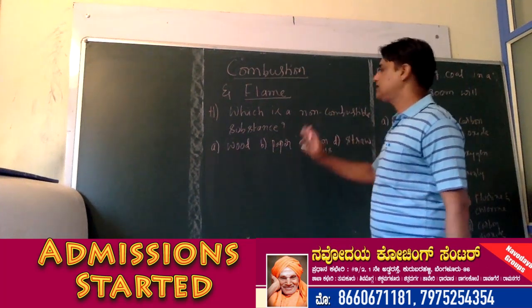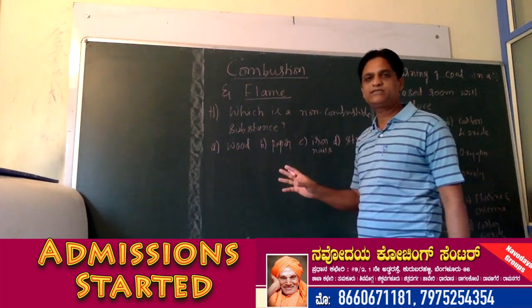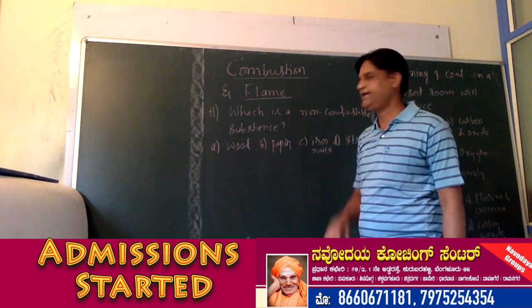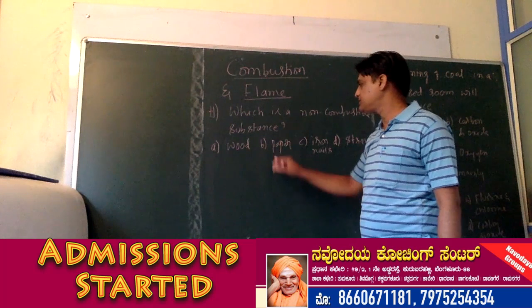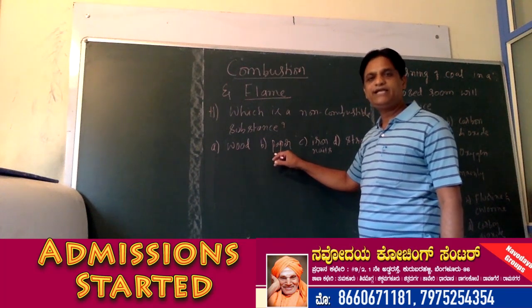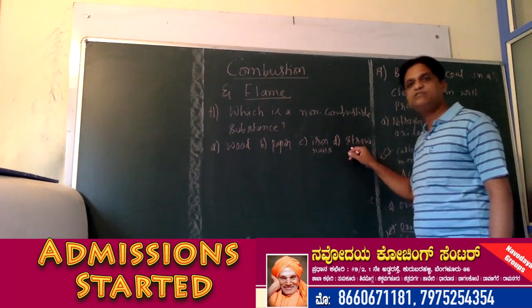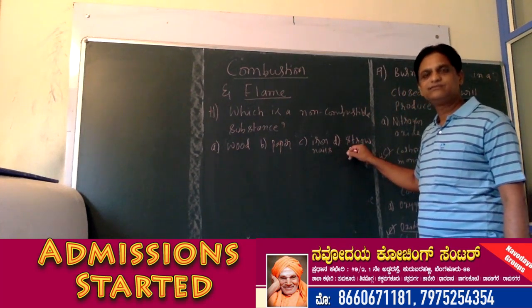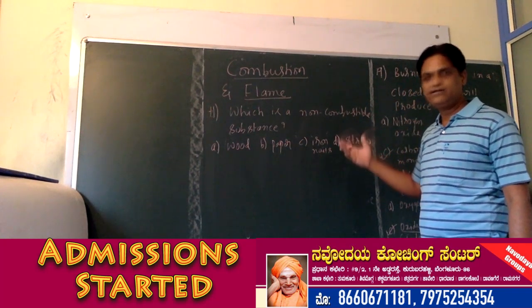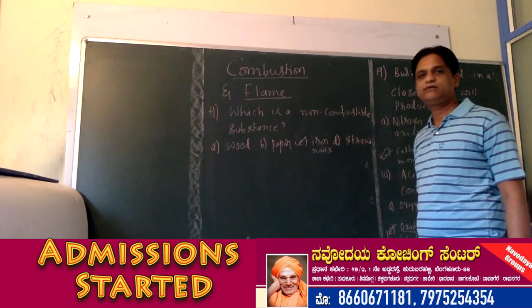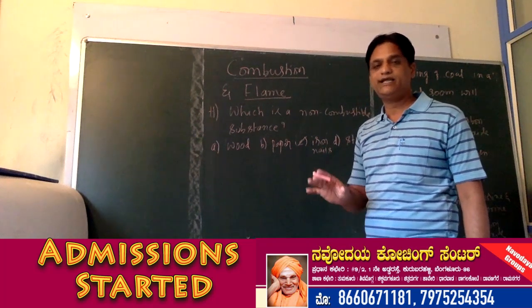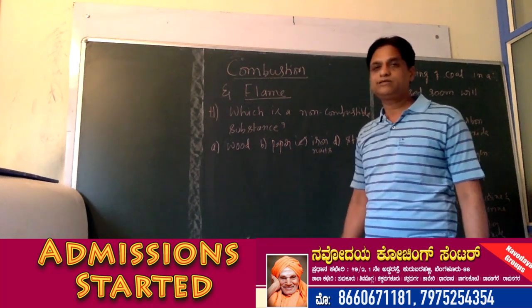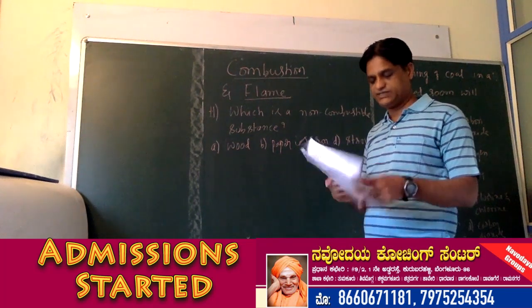So which is a non-combustible substance? That means which substance does not burn on heating. So if you heat wood, it starts burning. It is a combustible substance. Paper, on heating it starts burning. It is also a combustible substance. Straw, which is made out of plastics, also starts burning on heating. But what about iron nail? If you heat iron nail, it does not start burning. So it is a non-combustible substance.